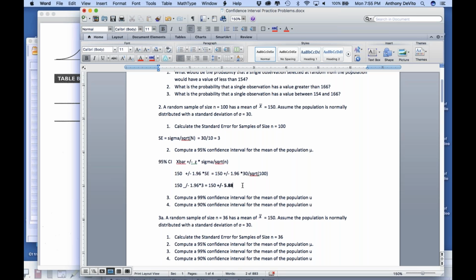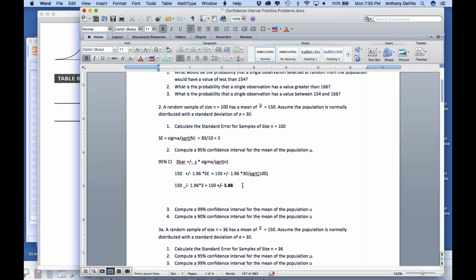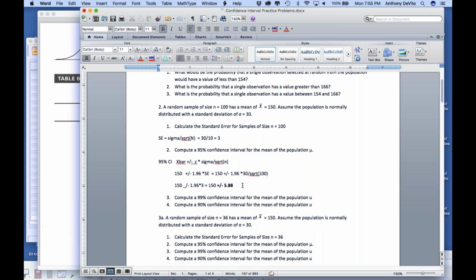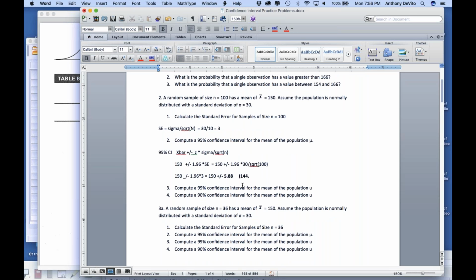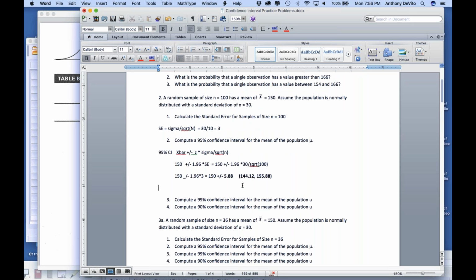Okay, so let's add and subtract that from 150. And what do I wind up with? I wind up with a confidence interval, which is, if I subtract it, 144.12. And if I add it, it's going to be... terrific. There we go. That's my 95% confidence interval. I'm 95% sure the true mean is between those two numbers.